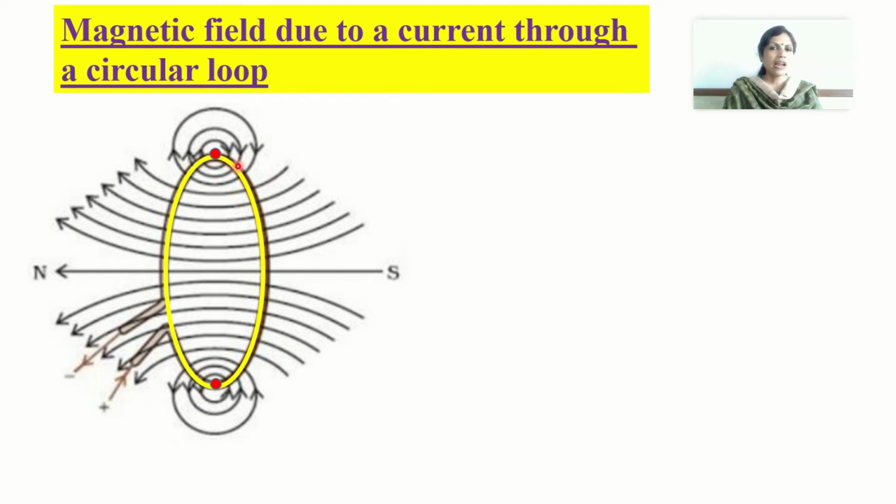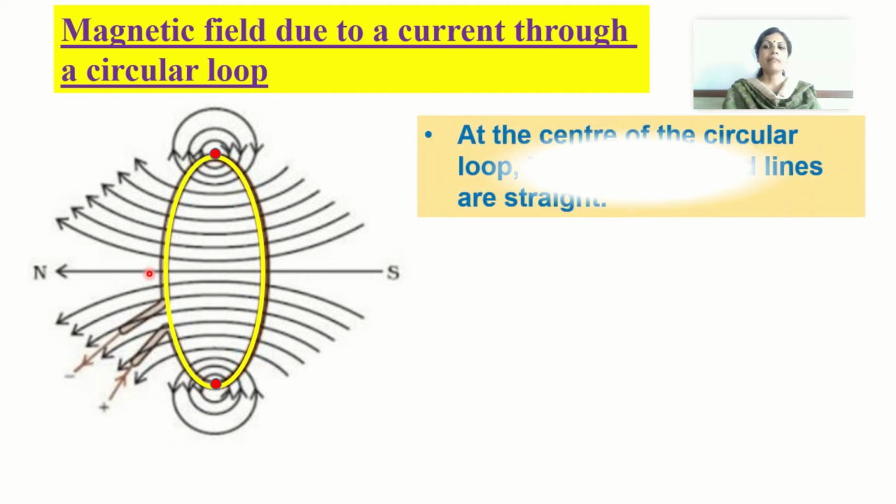You can see that at these 2 points, the magnetic field is in the form of a concentric circle, and as you move away from the circle and come at the center of the circle, it looks as if it is a straight line. So we can sum it up like this. At the center of the circular loop, the magnetic field lines are straight.